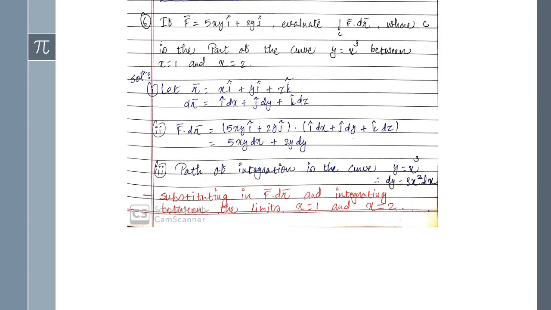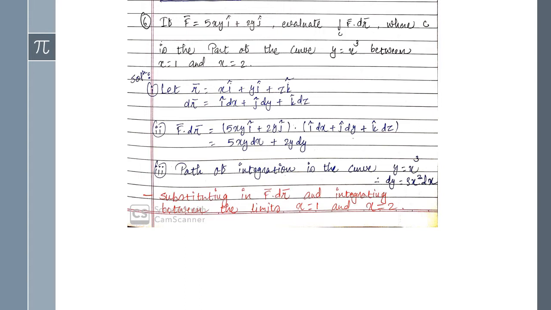The equation is given: f bar equals 5xy i plus 2y j. Then evaluate the integral of f dot dr, where c is the part of the curve y equals x cube between the limits x equals 1 and x equals 2. So you can see the function f bar is given, you have to find f dot dr, and one curve is given, y equals x cube, with limits x equals 1 to x equals 2.